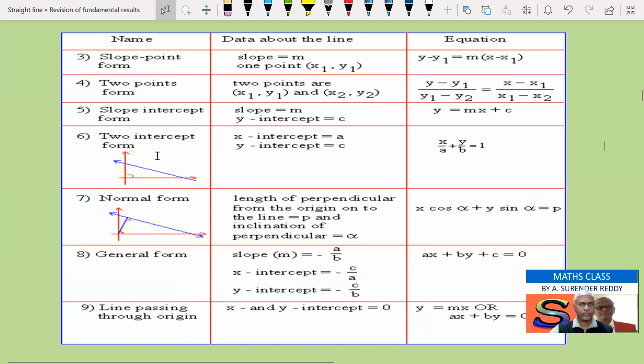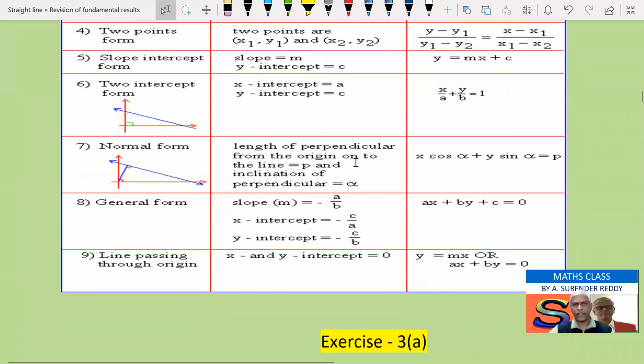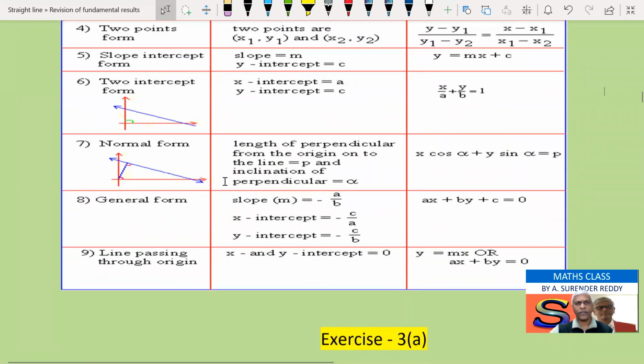If two points on the line are given or known, then y minus y1 by y1 minus y2 is equal to x minus x1 by x1 minus x2. Slope intercept form: y is equal to mx plus c, where m is the slope and c is the y-intercept. If you know the slope and y-intercept, use this formula to find the equation of a straight line. If you know the intercepts x and y, then x by a plus y by b is equal to 1 is the formula to find the equation of a straight line. And this is the normal form of a straight line, where p is the distance, the length of the perpendicular from the origin to the line.